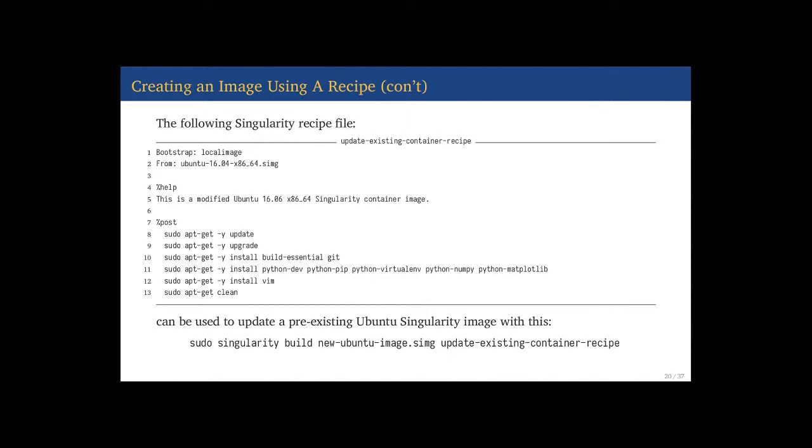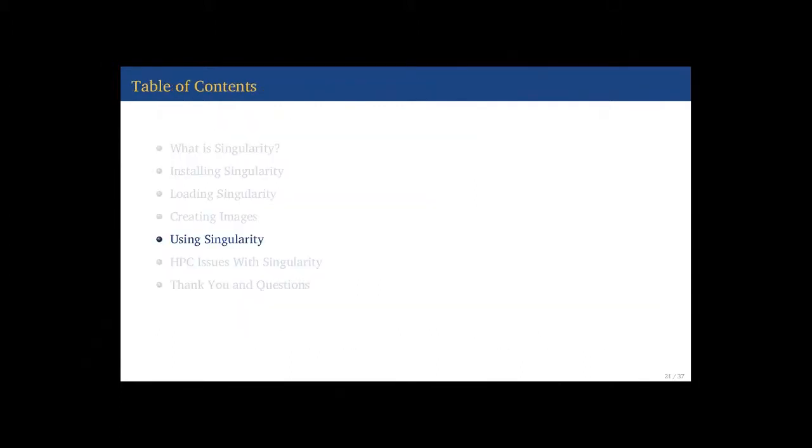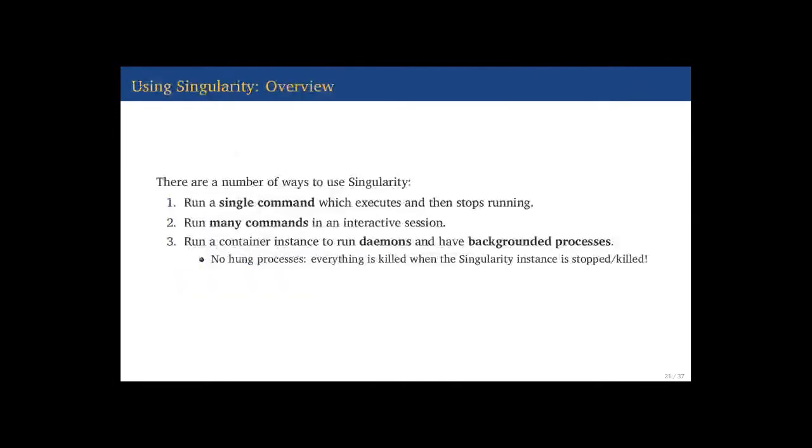If you have to manually debug these, then you want to run Singularity shell, uncompress it yourself, and then do Singularity shell and figure out what's up. So using Singularity 2.4 is a lot easier to build the images and to use them in many ways. There are 3 ways you can use Singularity.